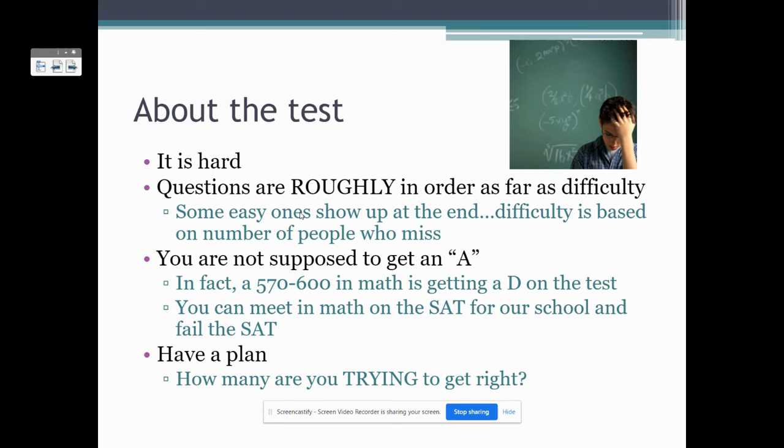The rebound again happens on the open-ended questions. Easy to hard, again on the open-ended at the end, okay? 570 to 600. Oh, see, it's even worse than I thought. I said a C or better, you're winning.